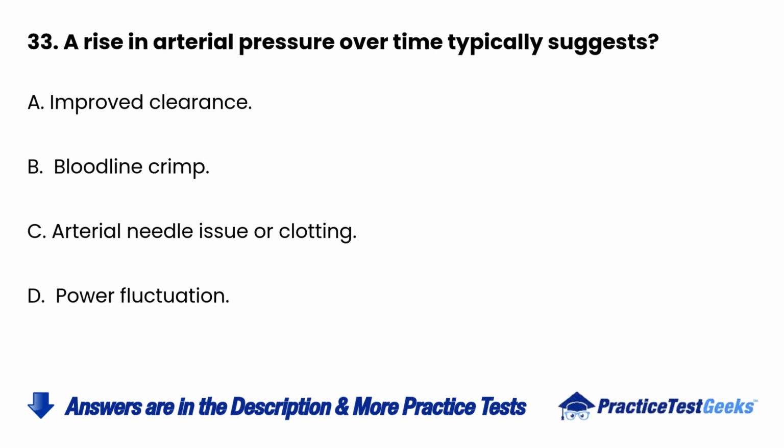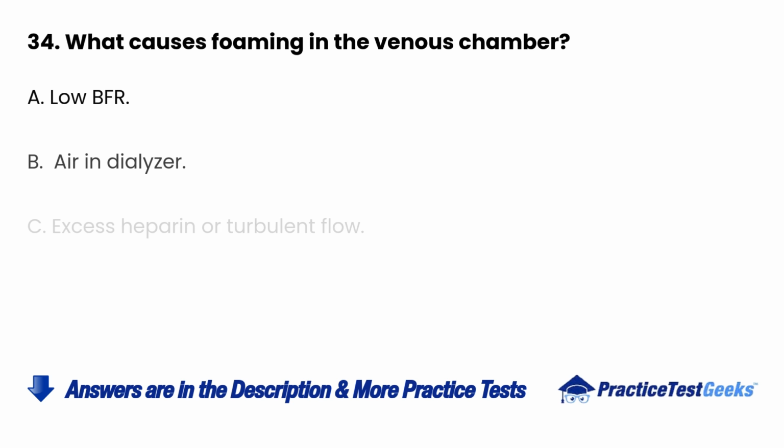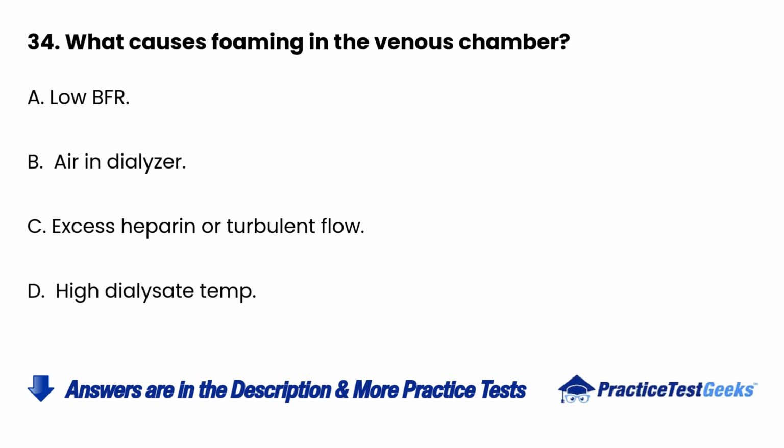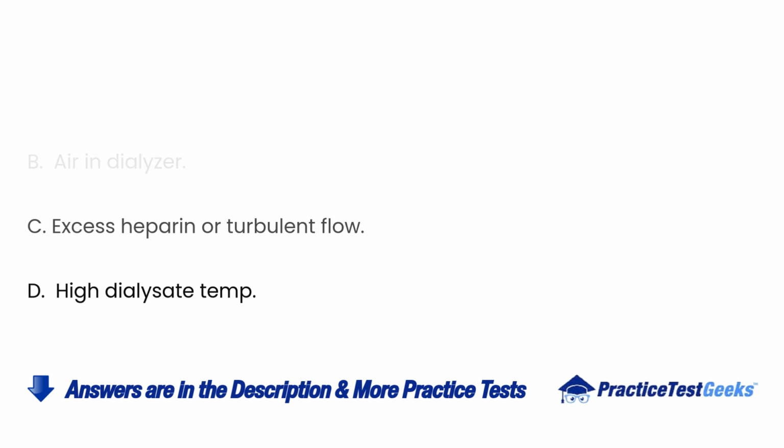33. A rise in arterial pressure over time typically suggests A. Improved clearance. B. Bloodline crimp. C. Arterial needle issue or clotting. D. Power fluctuation. 34. What causes foaming in the venous chamber? A. Low BFR. B. Air in dialyzer. C. Excess heparin or turbulent flow. D. High dialysate temp.